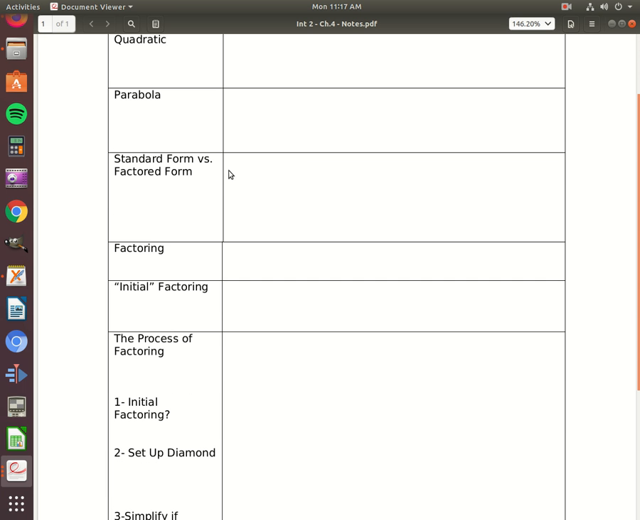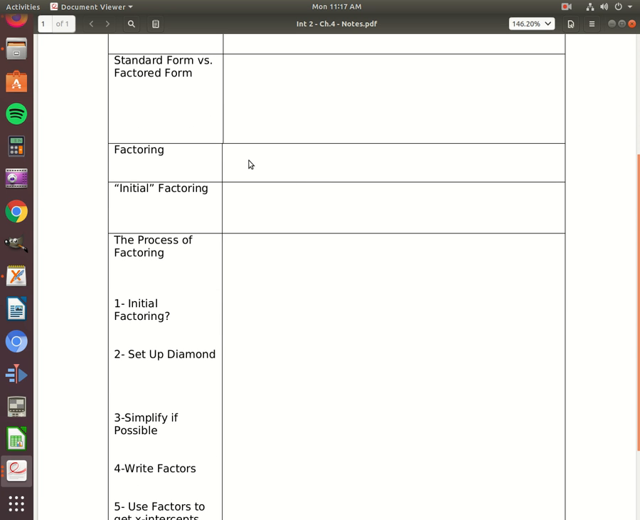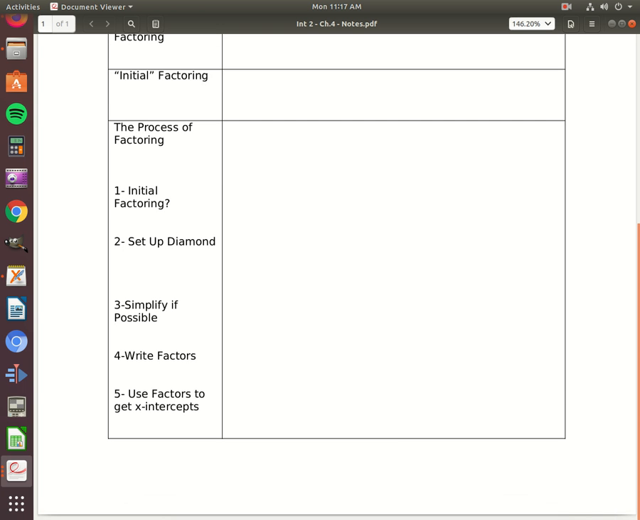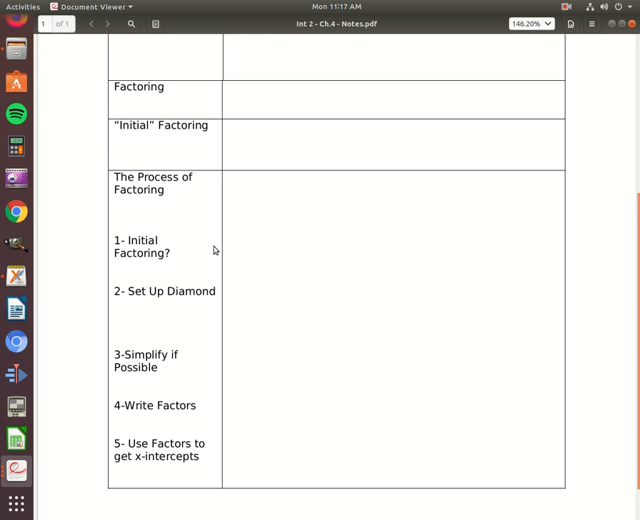We'll talk about standard and factored form more as we go. We'll talk about factoring. Again, we talked about that a little bit, but we'll definitely go more into that. But today we're going to talk about initial factoring. So I have this process of factoring, these 5 steps that we're going to look at in chapter 4, where we do initial factoring, and it says a question mark because you can't always do initial factoring. And over my years of teaching, I just call it initial factoring. It's not like an official name or anything.